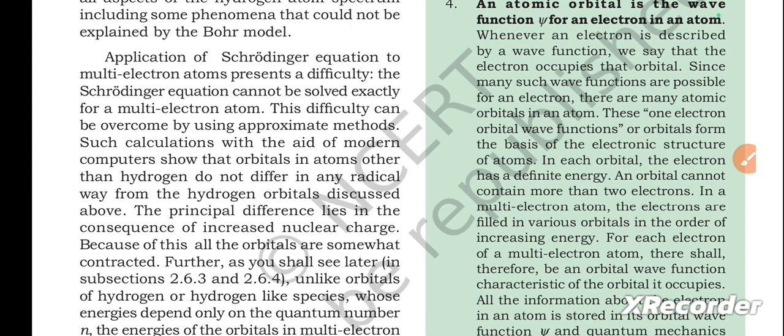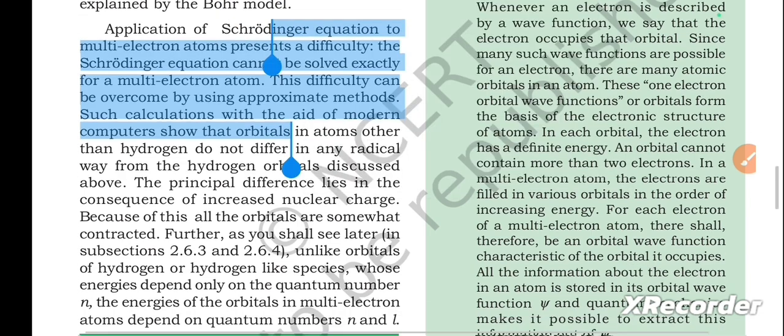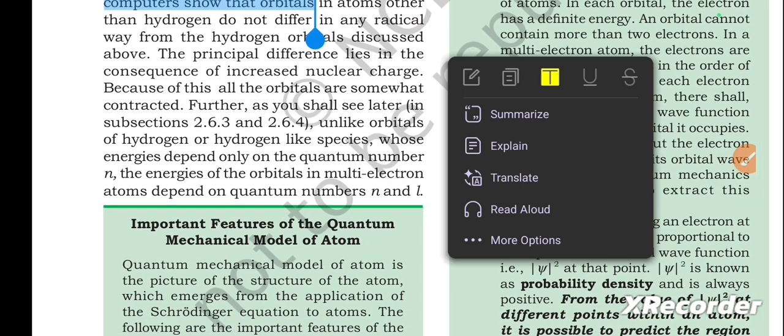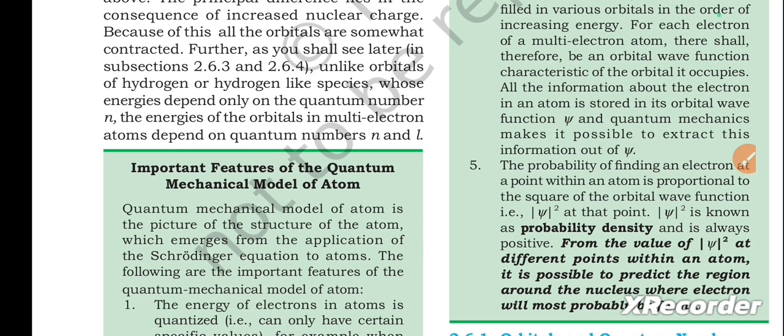Application of the Schrödinger equation to multi-electron atoms presents a difficulty. The Schrödinger equation cannot be solved exactly for a multi-electron atom. This difficulty can be overcome by using approximate methods. Such calculations with the aid of modern computers show that orbitals in atoms other than hydrogen do not differ in any radical way from the hydrogen orbitals discussed above. The principal difference lies in the consequence of increased nuclear charge. Because of this, all the orbitals are somewhat contracted, as you shall see later in subsections 2.6.3 and 2.6.4.